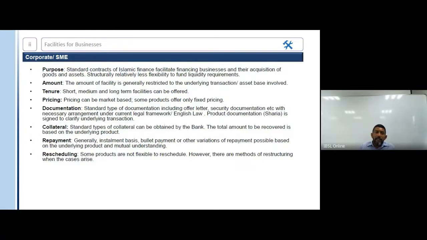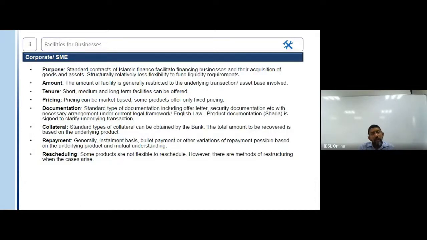Documentation and collateral, I discussed them very briefly. For documentation, you need to have the offer letter, security documentation, in addition to any specific product-related documentation in the contract.